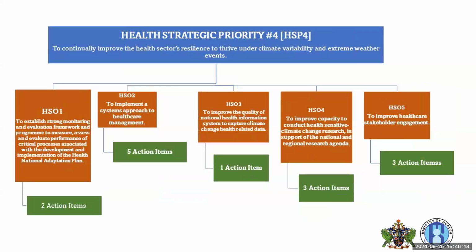And then for the last strategic priority, there were five objectives, which look at the M&E, the systems approach to healthcare management, improving the quality of the national health information system, the capacity to conduct health-sensitive climate change research, and improving healthcare stakeholder engagement.